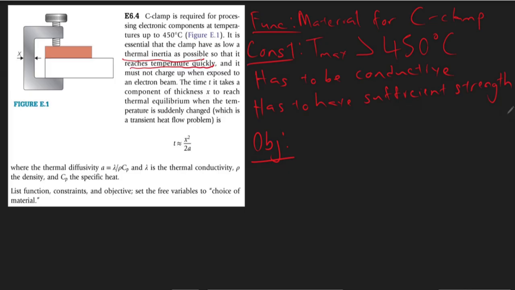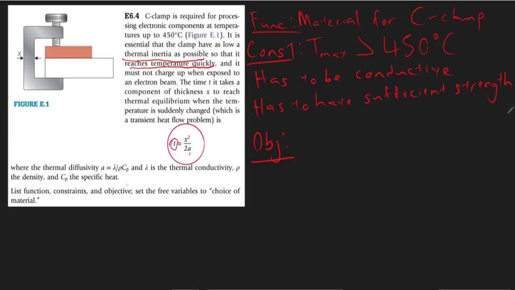In order to reduce this thermal inertia, the time that it takes for the temperature to get to the equilibrium temperature must be very small. So if you look at this relationship that they gave us here, T is the time it takes to get to the equilibrium temperature. So we are trying to minimize this time, because we are trying to reach the temperature as quickly as possible. So in order to minimize this time, you need to either minimize A, and A is giving us diffusivity.